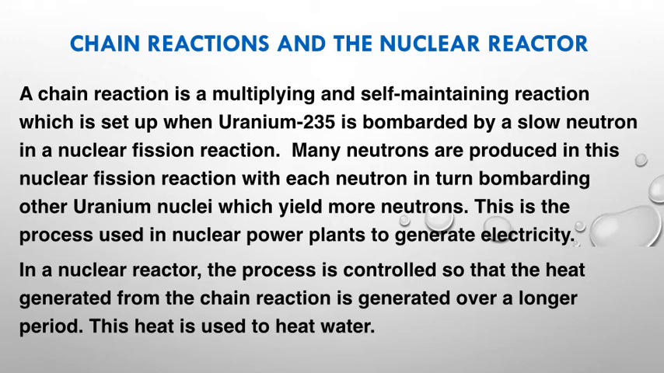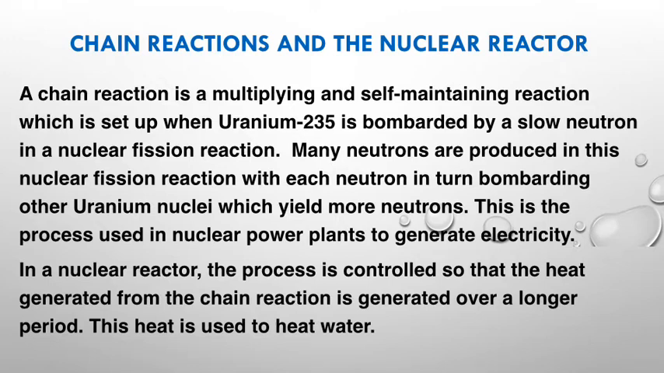In a nuclear reactor, for instance, we control the process. We use uranium as a fuel. We control the process so that the reaction doesn't get out of hand. But it will take a much longer period so that we can have a massive amount of energy from it, which is then converted to electrical energy.